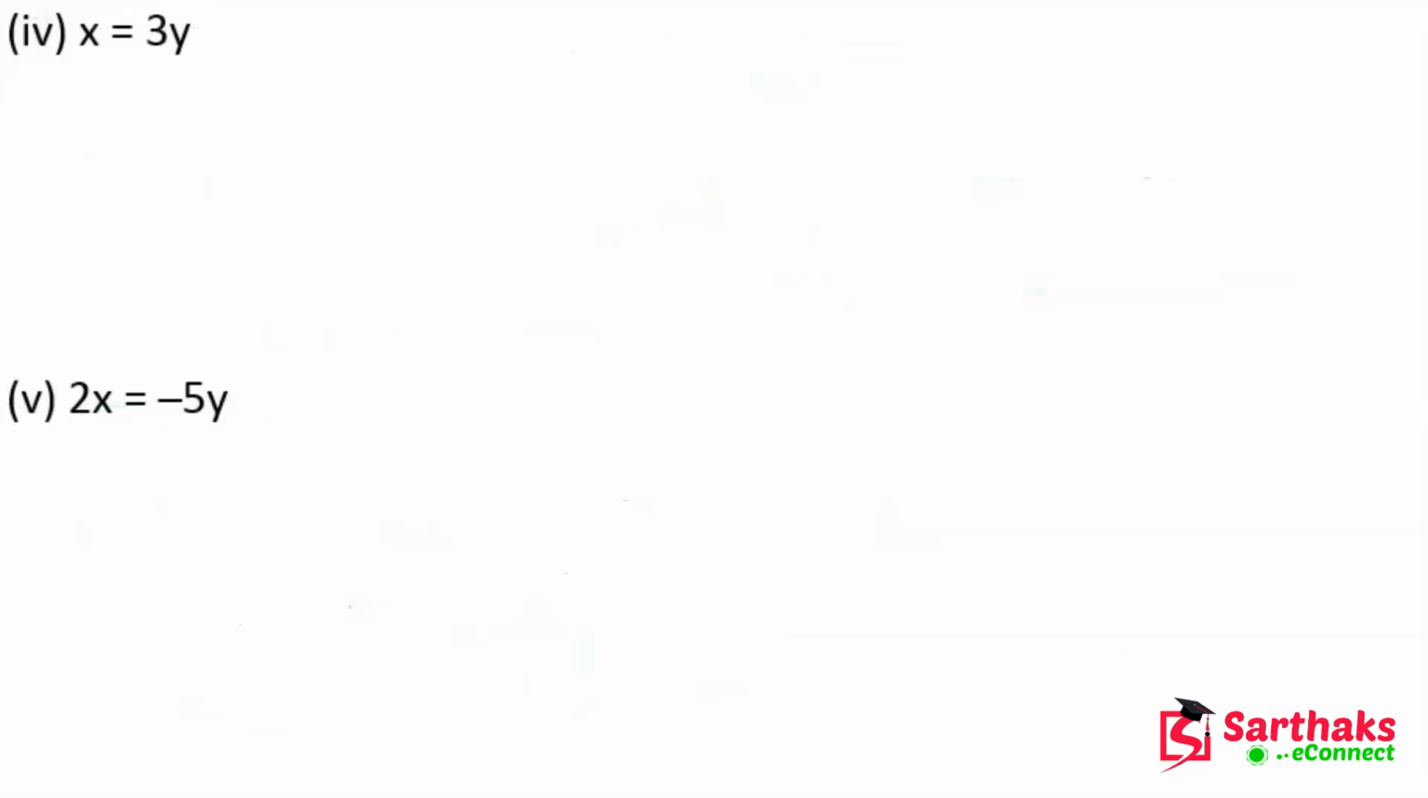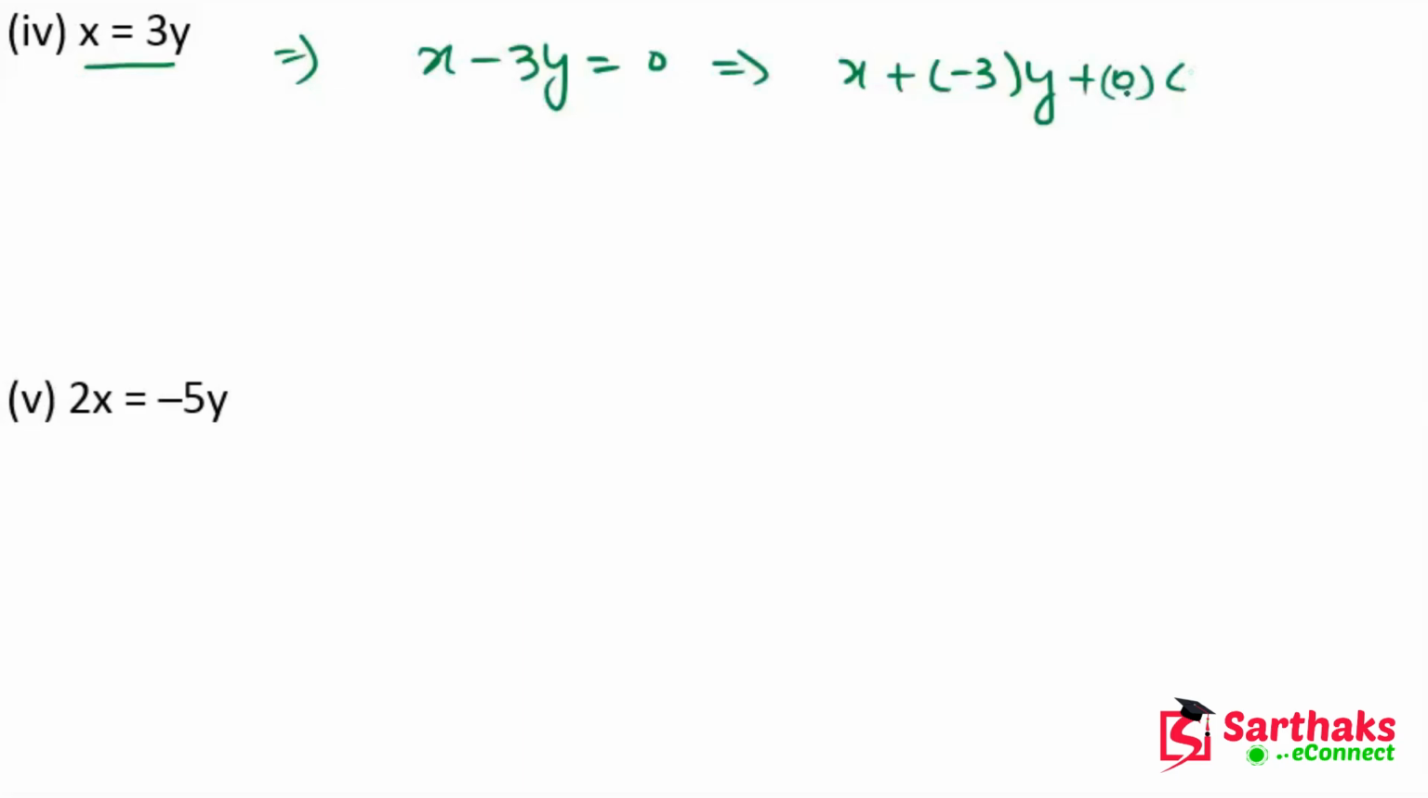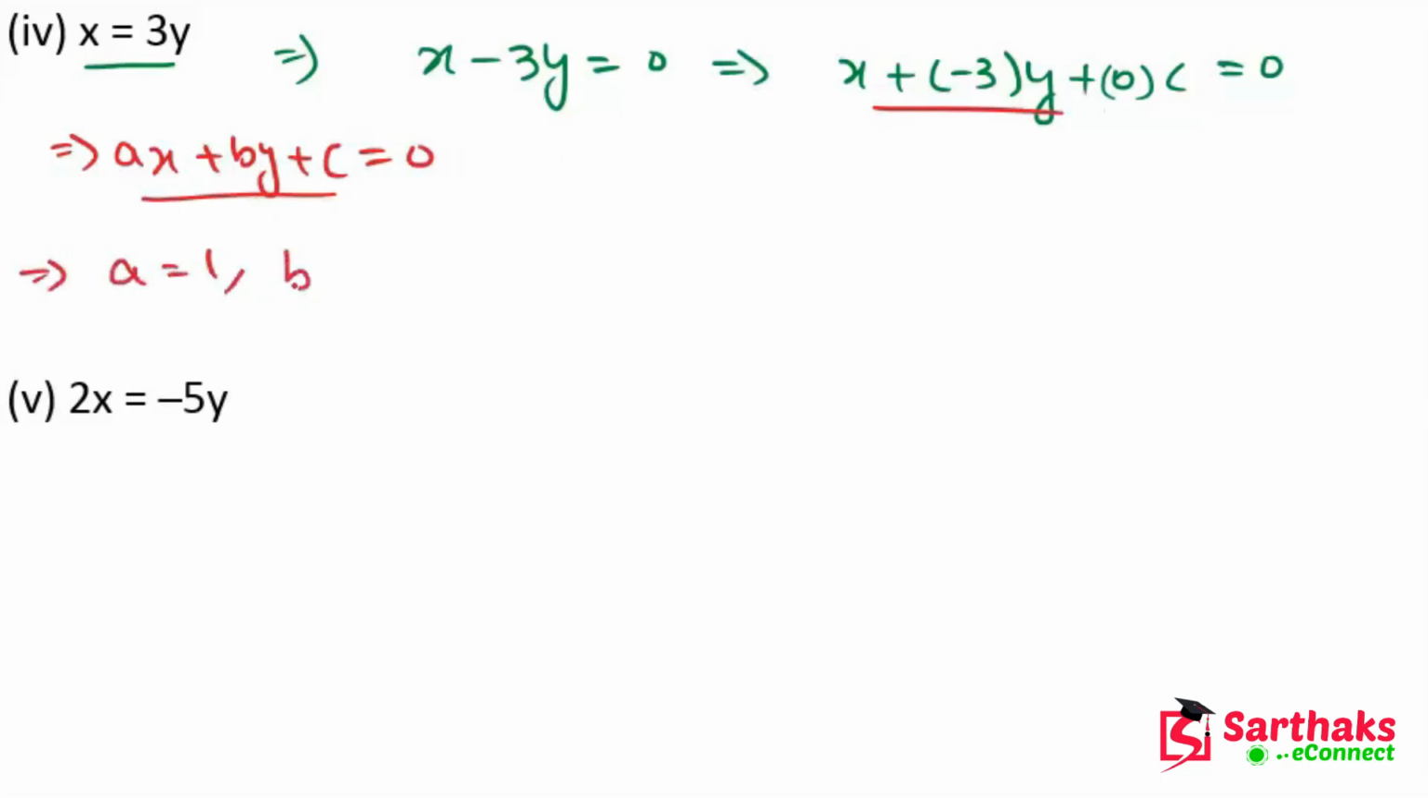So now let's do another problem. We have x is equal to 3y. First of all, this will become x minus 3y is equal to 0. We can write it as x plus minus 3 into y plus 0 into c. If we multiply 0 into c, we get 0. We are writing it like this so that we can compare easily, which is equal to 0. We have the standard form ax plus by plus c is equal to 0. If we compare this equation and this equation, we get a is equal to 1, b is equal to minus 3, and c is equal to 0. C is equal to 0. I hope you get this point.